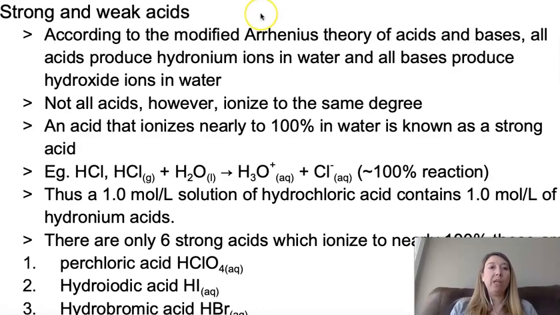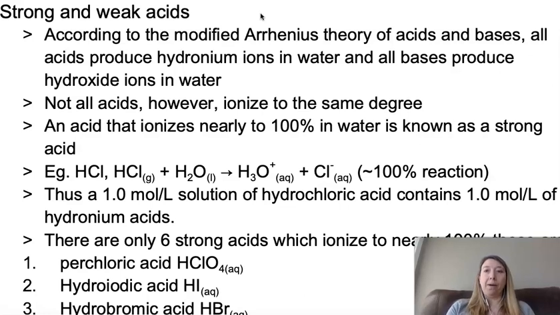Okay, so previous video we introduced you to acids, bases, what they are, how to recognize them. Talked about the Arrhenius theory and the modified Arrhenius theory. So today we are going to look at strong versus weak and mono versus poly.